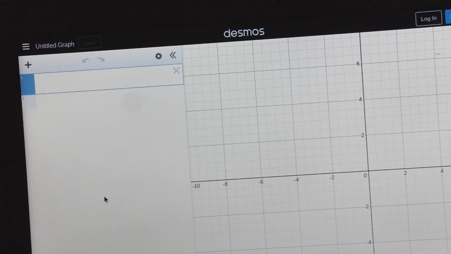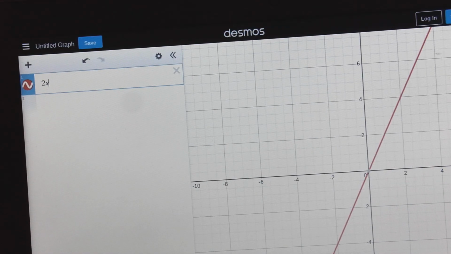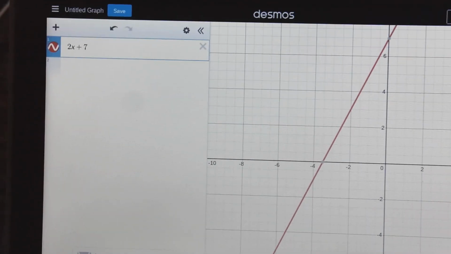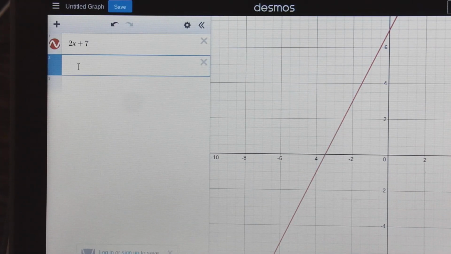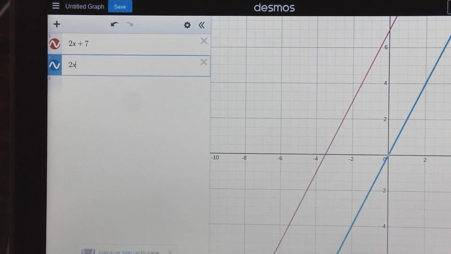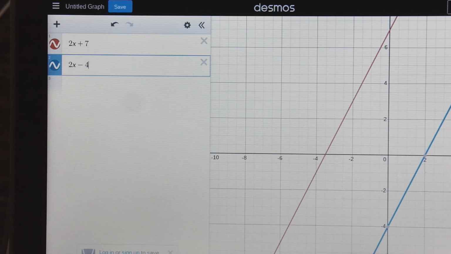Do you see how one of my equations is 2x plus 7? Type that in. So 2x plus 7. You don't even need to type in the y, just 2x plus 7. Now, do you see how we have another equation? Let's click in that box, and we're going to type in our other equation, which is 2x minus 4.